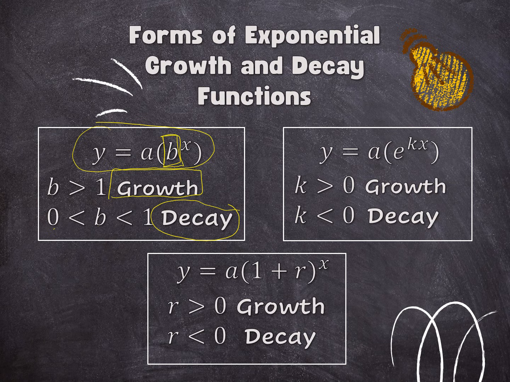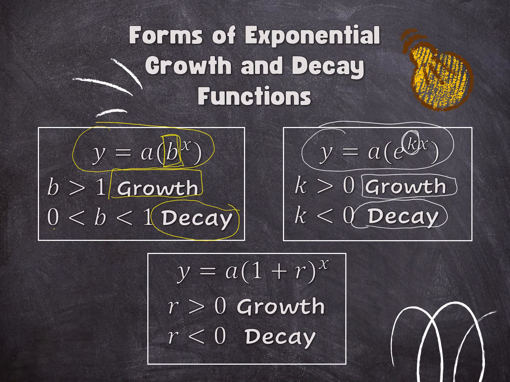The second form, y equals a times e with power kx. We focus on k, the coefficient of x in the exponent. If k is positive, we have a growth exponential model. K less than 0 presents a decay exponential model.